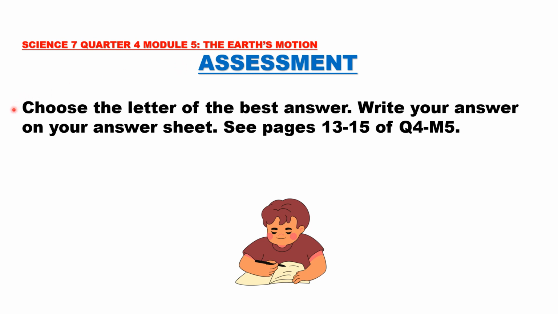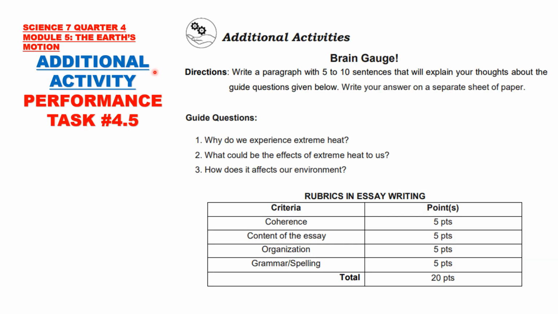Assessment. Choose the letter of the best answer. Write your answer on your answer sheet. See pages 13 to 15 of Quarter 4, Module 5. Additional activity. Performance task number 4.5. Brain gauge. Write a paragraph with 5 to 10 sentences that will explain your thoughts about the guide questions given below. Guide question number 1. Why do we experience extreme heat? 2. What could be the effects of extreme heat to us? And 3. How does it affect our environment?